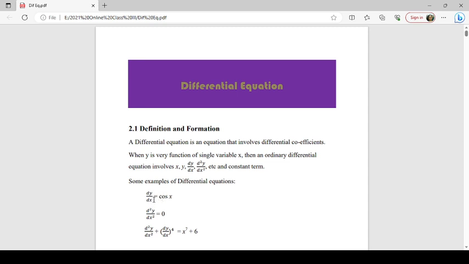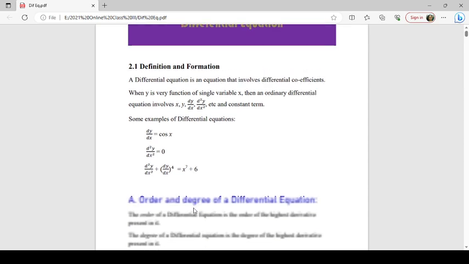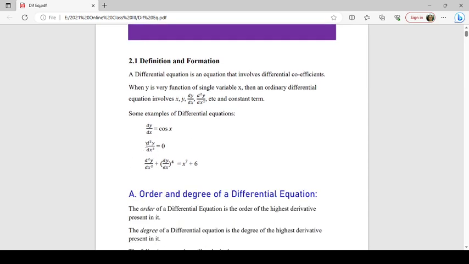So this is an equation. dy/dx is equal to cos x. This is an example of a differential equation. d2y/dx2 is equal to 0. This is also an example of a differential equation.